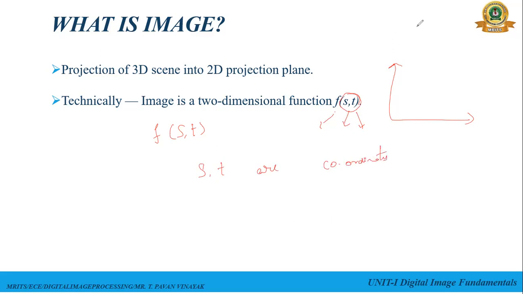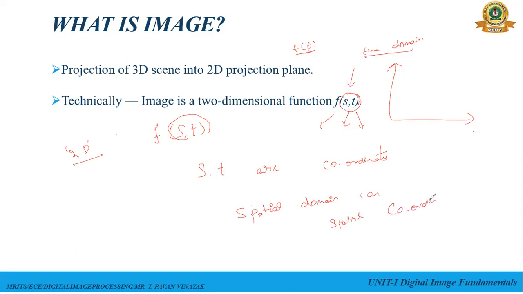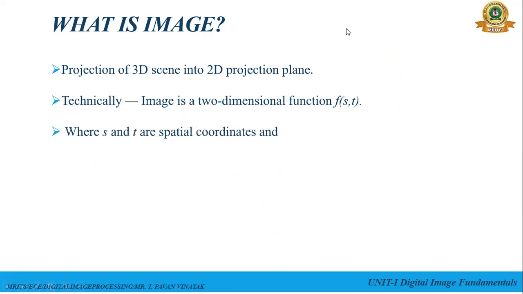So in one dimension, we call it the time domain, because in a one-dimensional function, the signal is represented as f of t, where t is the time domain. So here we are using a two-dimensional function. So two axes are there. These two axes are combinedly called the spatial domain, or spatial coordinates. So where s and t are spatial coordinates.